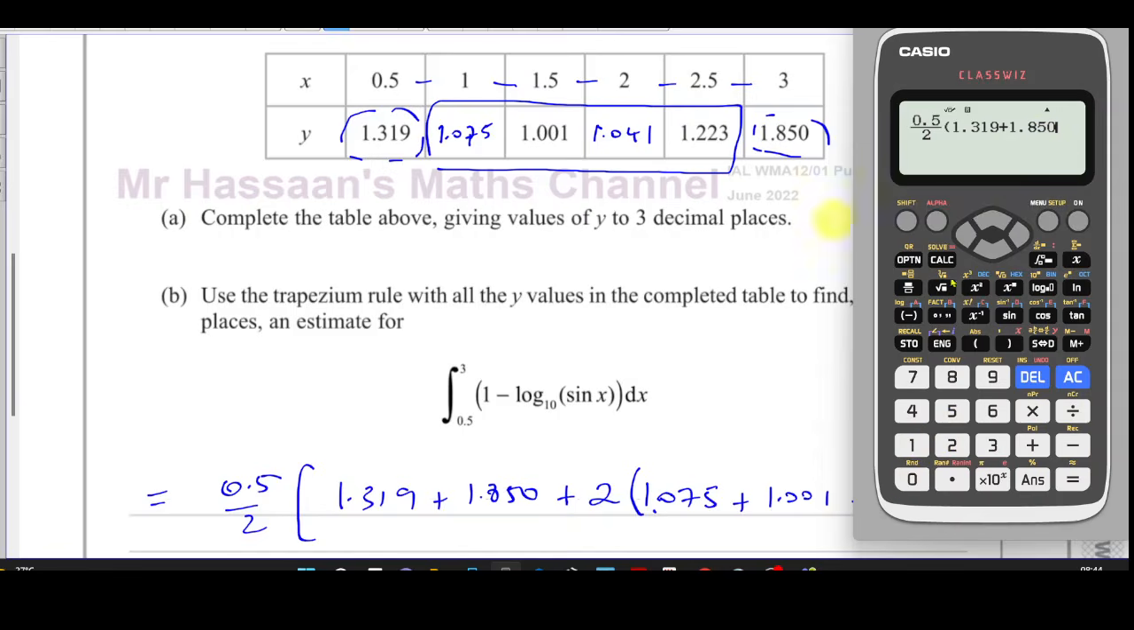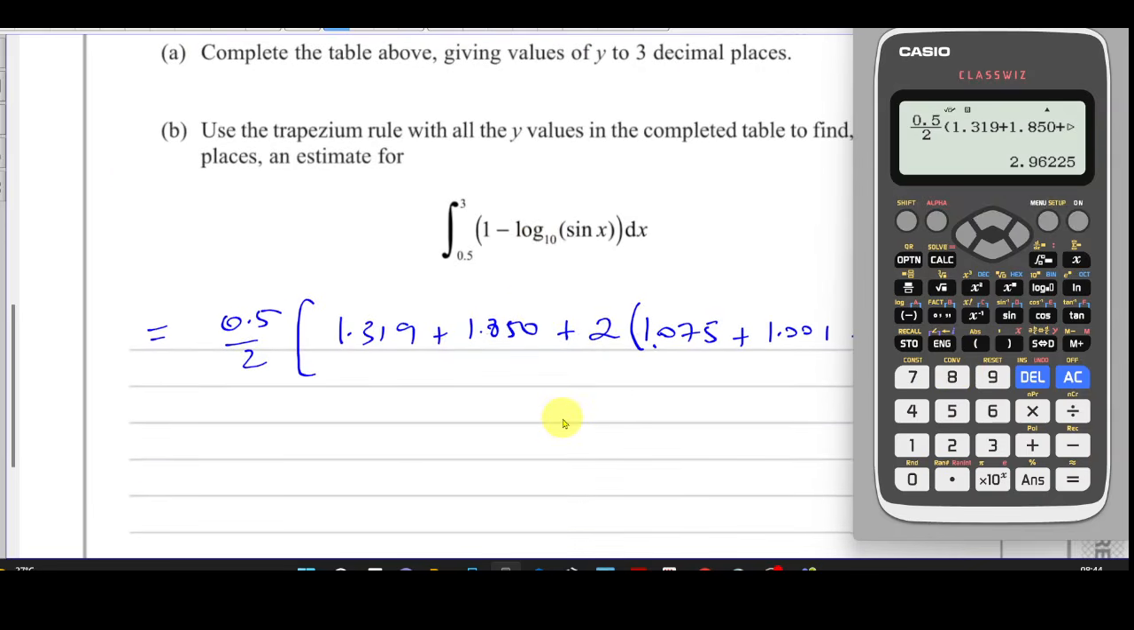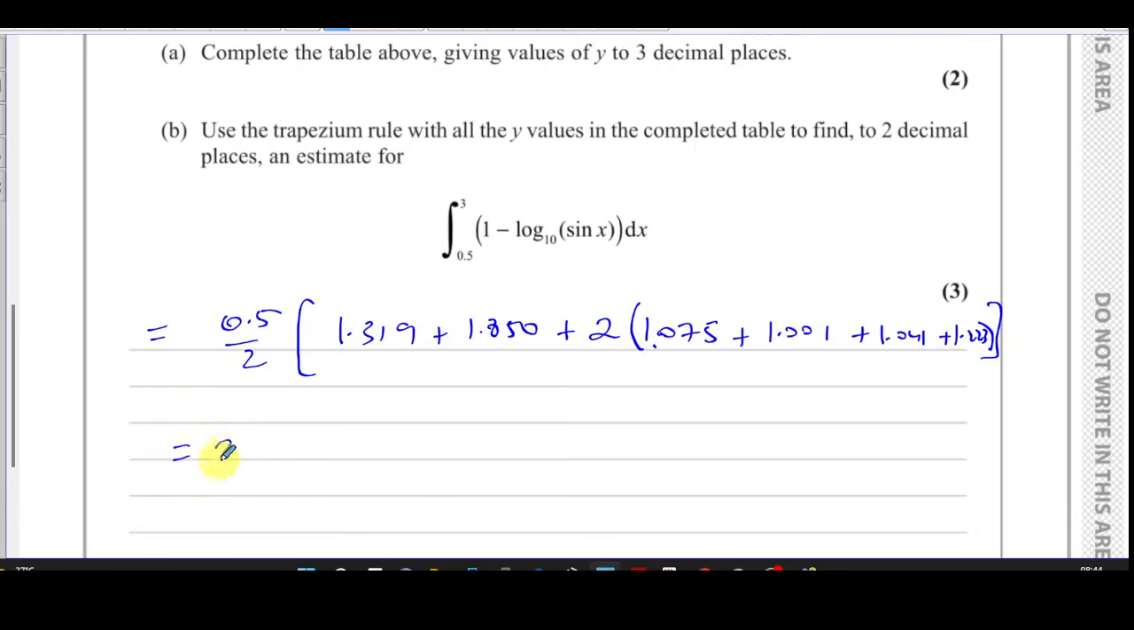Plus 1.850. And then the rest of them, I have to multiply by 2 after adding them together. So I have 1.075 plus 1.001 plus 1.041 plus 1.223. So close one bracket and close the other bracket and press equals. We get 2.96225. They want us to give it to two decimal places, so you end up with 2.96.